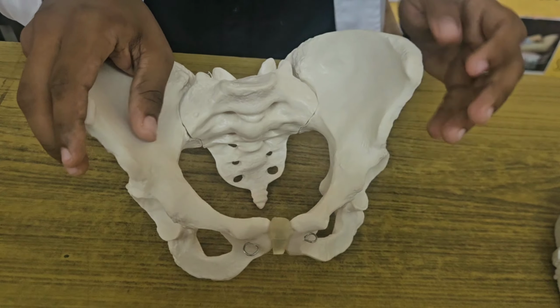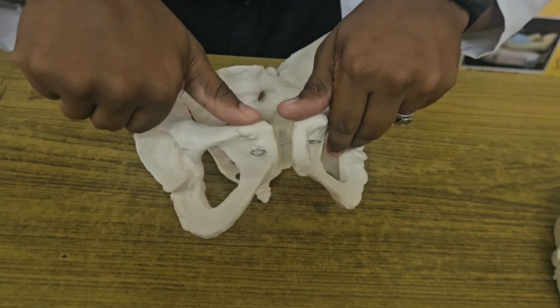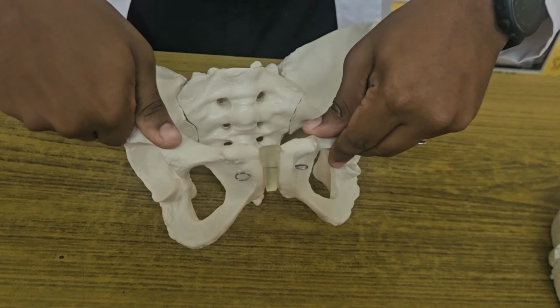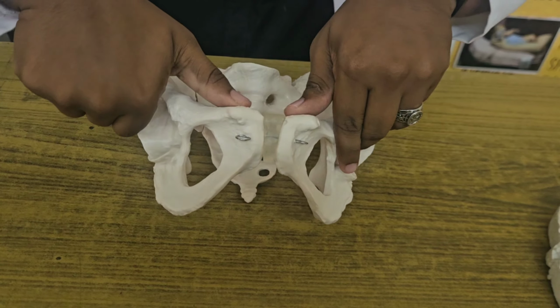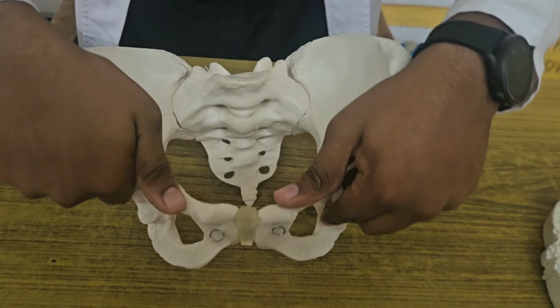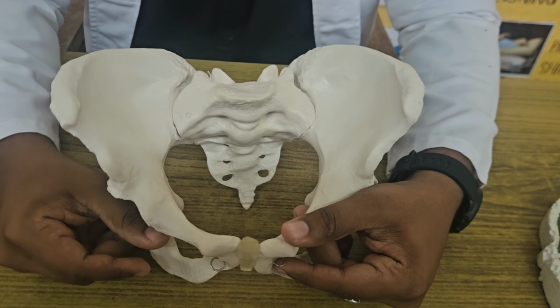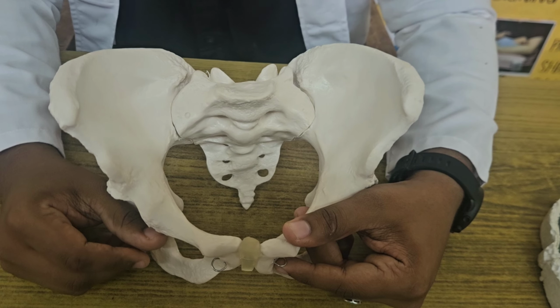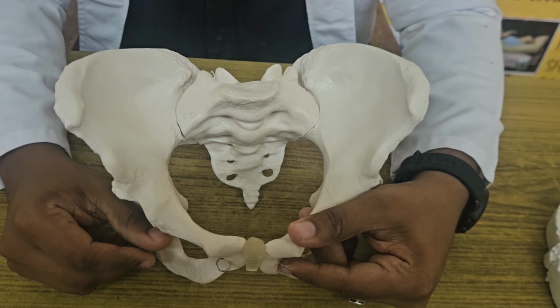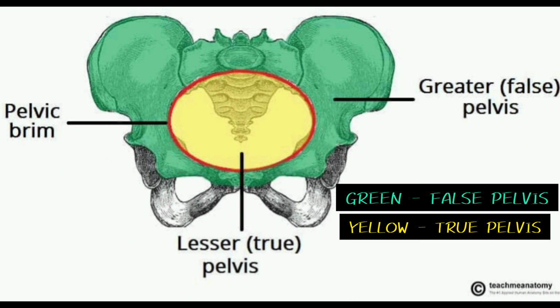So the false pelvis is this. The whole part of the innominate bones will be false pelvis, the greater pelvis. The obstetric function is to support enlarged uterus during pregnancy.